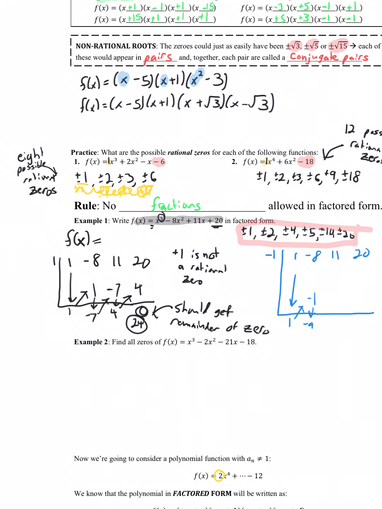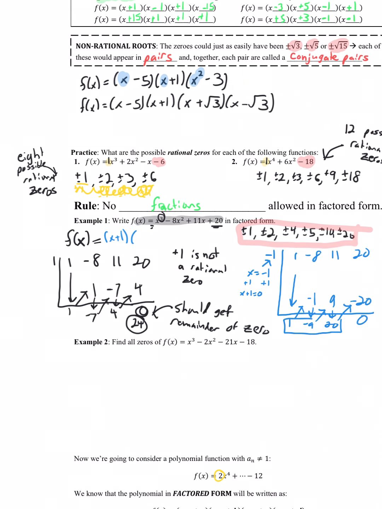This gives us a negative 9, positive 9. That gives us a 20, negative 20. There it is, 0. Perfect. So remember, this right here is the zero, x equals negative 1. If I wanted to write that in factored form, I'd have to add 1 to both sides. I'd get x plus 1 equals 0. So x plus 1 is a factor.